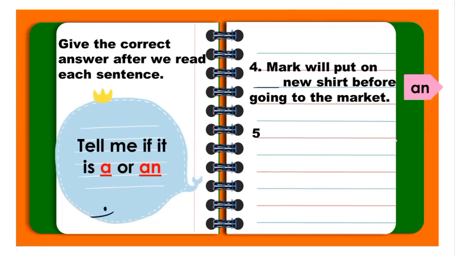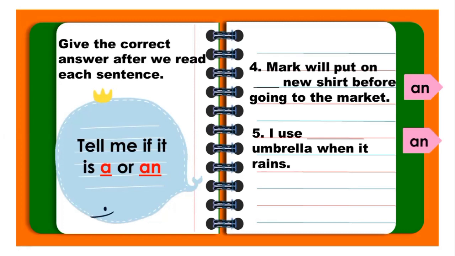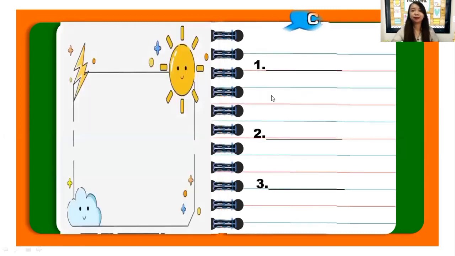Okay, so number five, I use blank umbrella when it rains. And the correct answer here in number five is an. Okay, very good. An because umbrella starts with a vowel letter which is U. Again, for number four, the correct answer is a, not an, so it's a typo error. So number four, a new shirt. And number five, this is correct, I use an umbrella. Okay, let's have more.